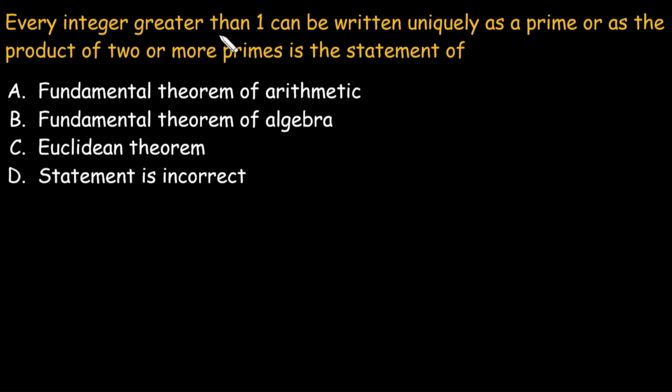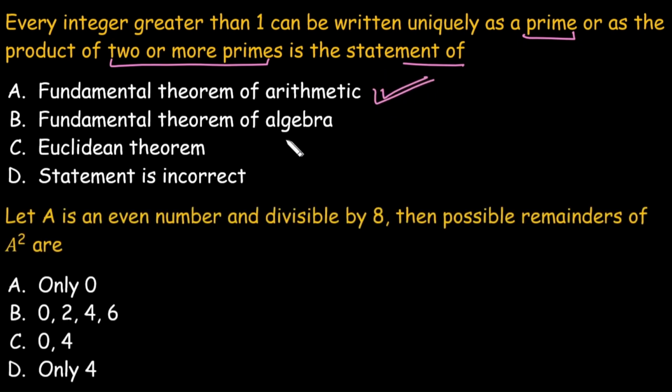Next, every integer greater than 1 can be written uniquely as a prime, or the product of two or more primes, is the statement of the fundamental theorem of arithmetic. Next, let A be an even number and divisible by 8.